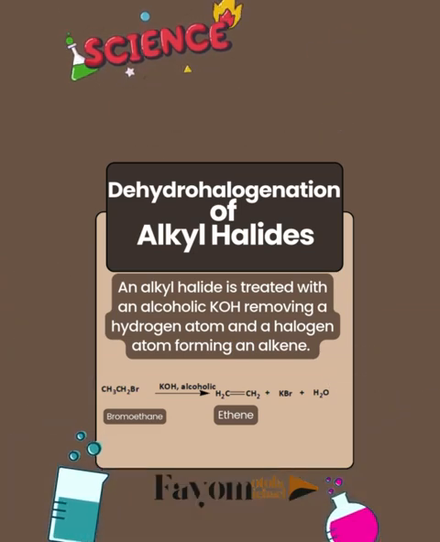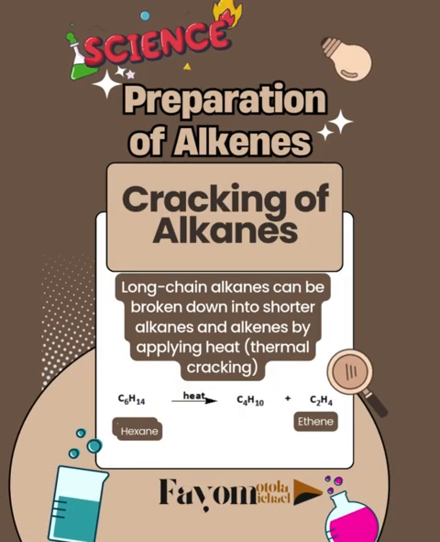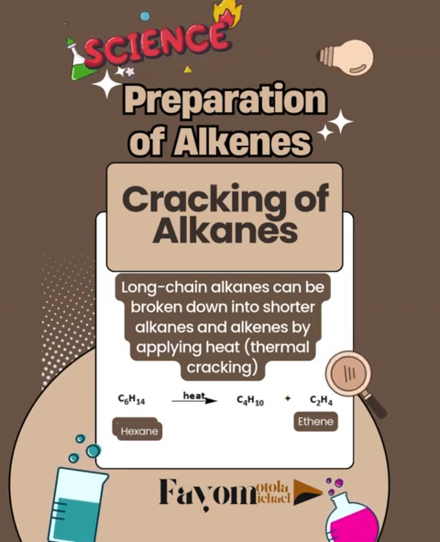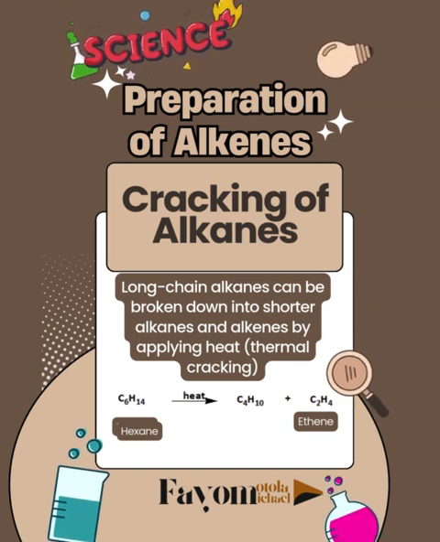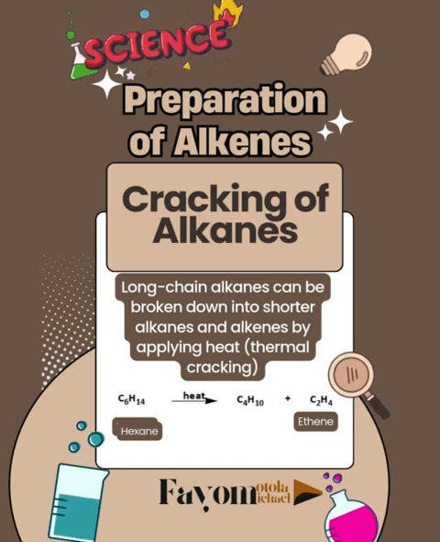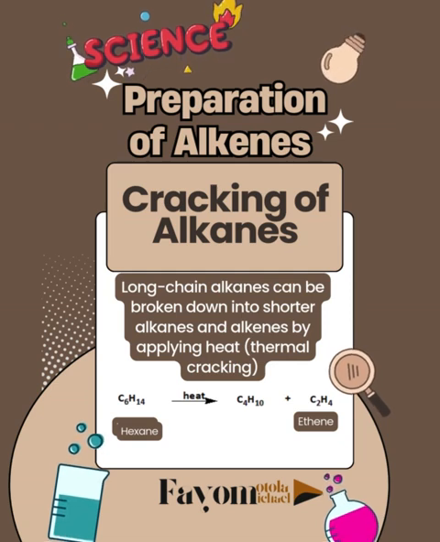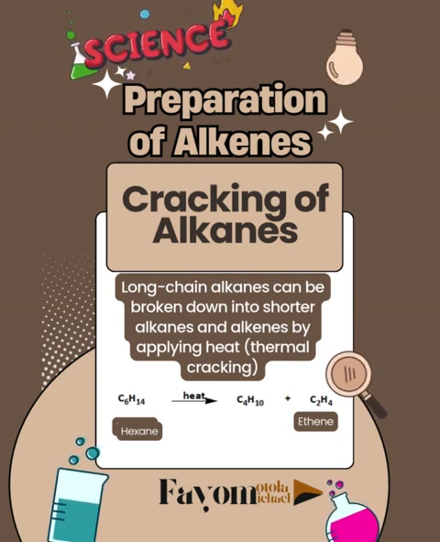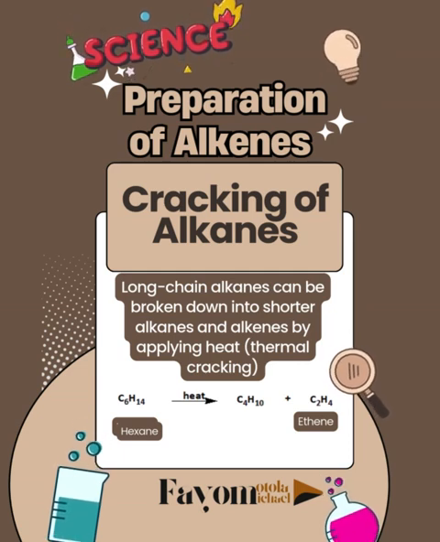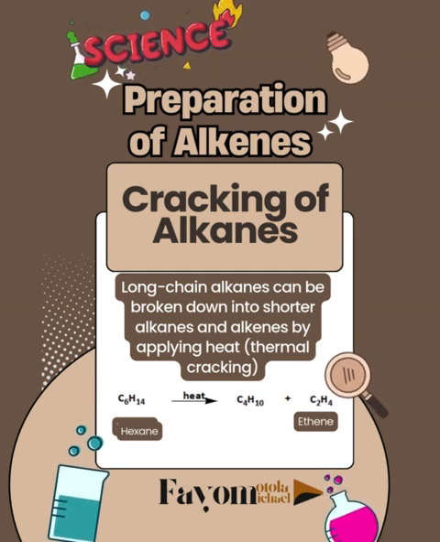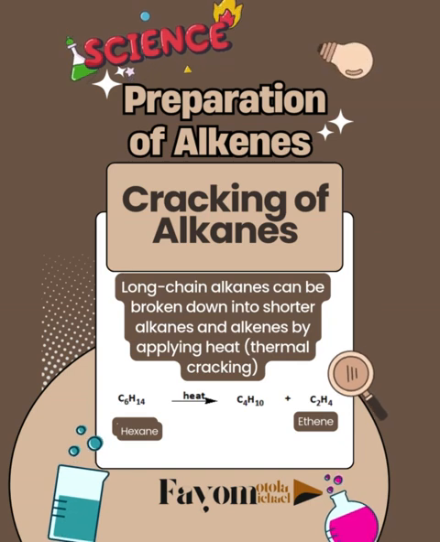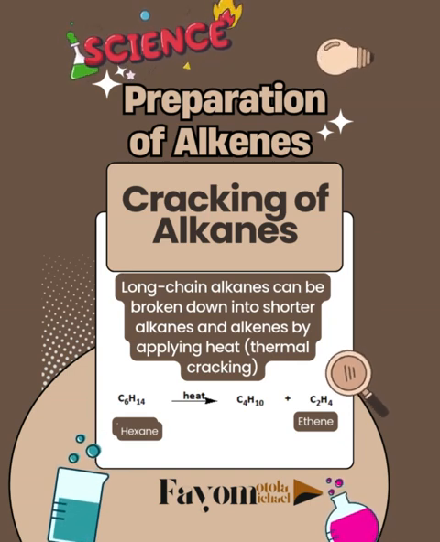Another method is cracking of alkanes. Long chain alkanes can be broken down into shorter alkanes and alkenes by what we call thermal cracking. That's the heating. In industrial processes, cracking is an important method for producing alkenes. That's, for example, hexane being cracked to butane and ethene.